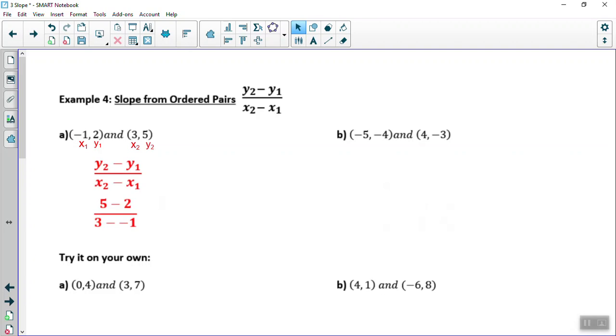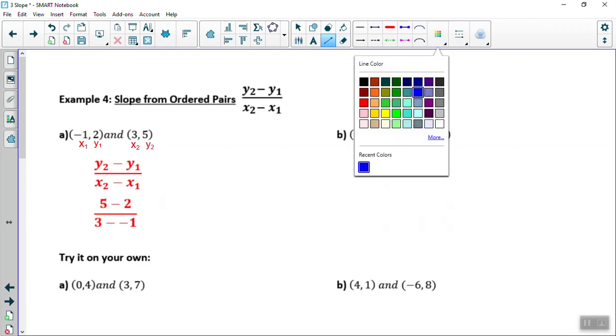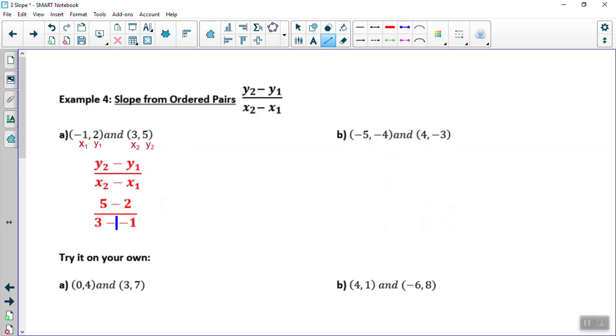All right, let's do the math. 5 minus 2 is 3. 3 minus negative 1. Well, 3 minus negative 1 is really just saying that we have a plus sign, right? 2 negatives make a positive. So I can just switch that over to a big plus sign, and that's really just saying 3 plus 1 is 4. So we get 3 over 4.